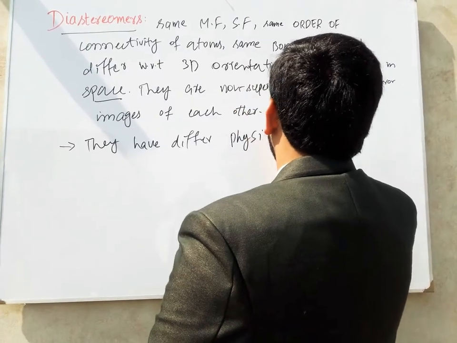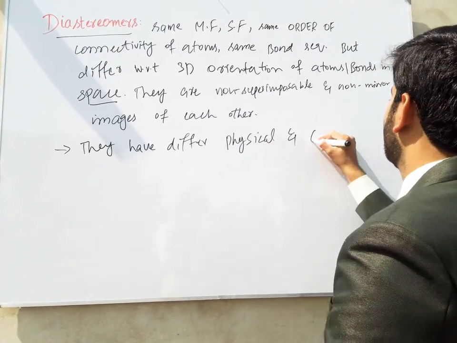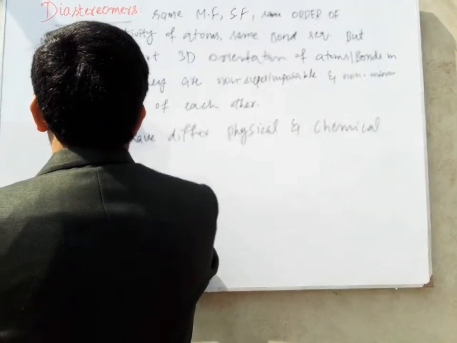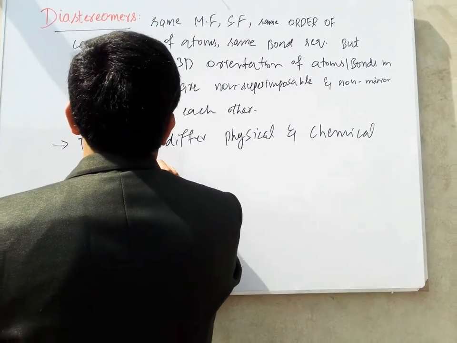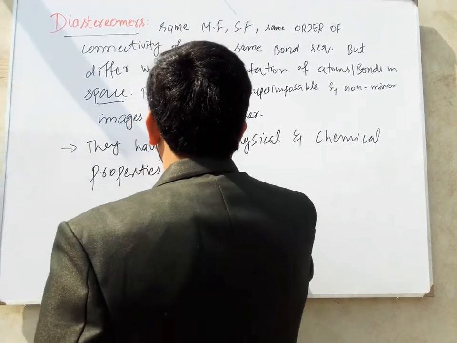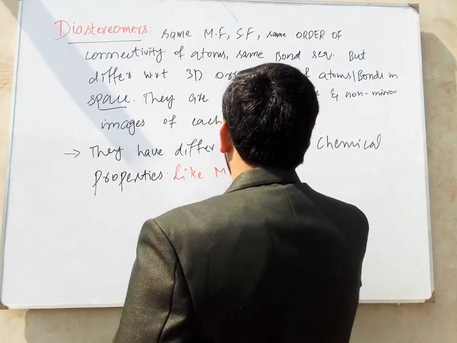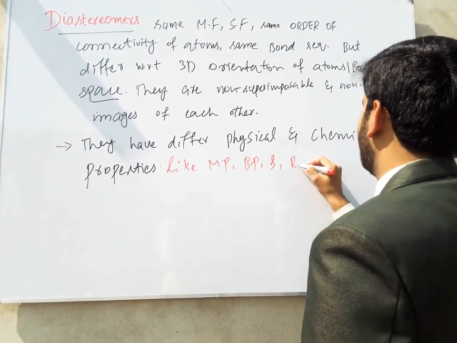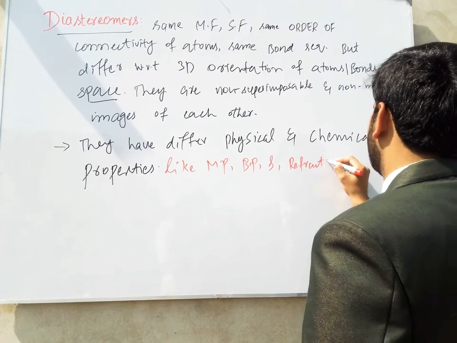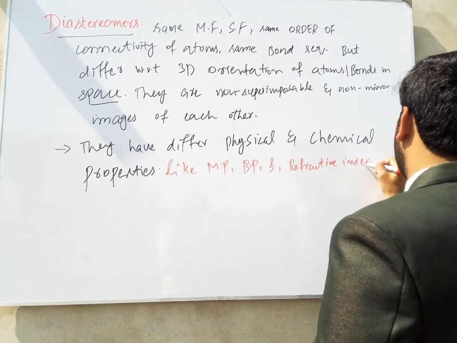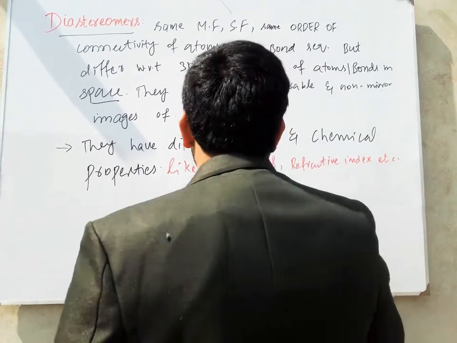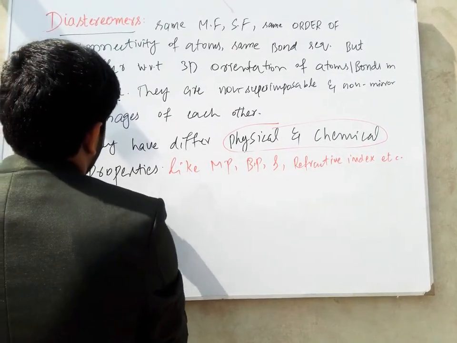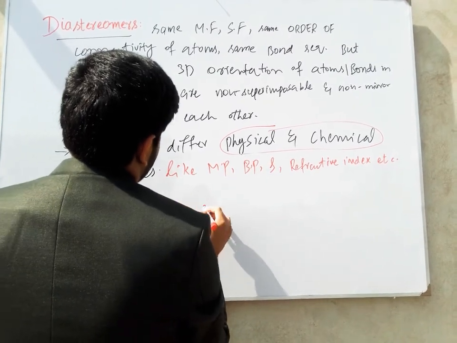physical and chemical properties like melting point, boiling point, density, refractive index, etc. As they have different physical and chemical properties, hence we can say that they can be separated.